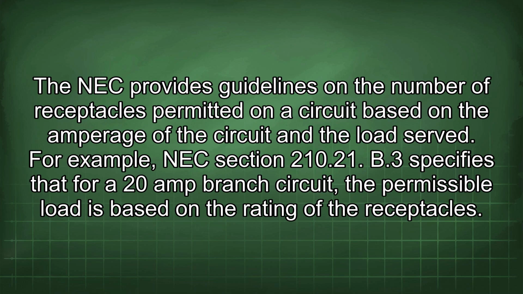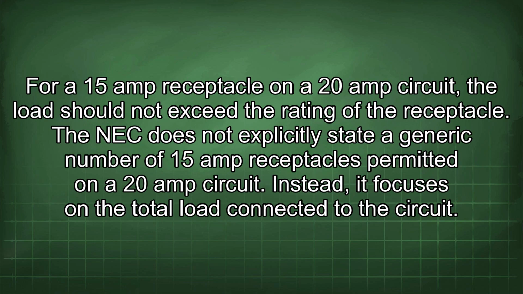The NEC provides guidelines on the number of receptacles permitted on a circuit based on the amperage of the circuit and the load served. For example, NEC section 210.21(B)(3) specifies that for a 20 amp branch circuit, the permissible load is based on the rating of the receptacles. For a 15 amp receptacle on a 20 amp circuit, the load should not exceed the rating of the receptacle. The NEC does not explicitly state a generic number of 15 amp receptacles permitted on a 20 amp circuit. Instead, it focuses on the total load connected to the circuit.